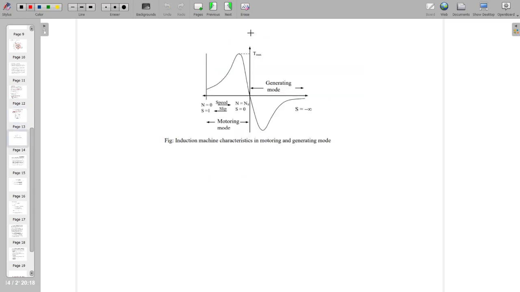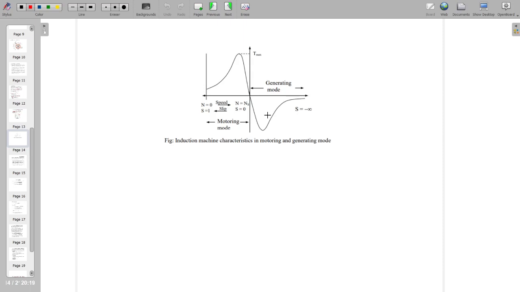So this is a complete characteristics of the induction motor. Here we are showing the generating mode and the motoring mode. In generating mode of operation, the induction machine runs above the synchronous speed, and it should be driven by a prime mover. The stator winding is connected to a three-phase supply, to which it supplies the electrical energy.